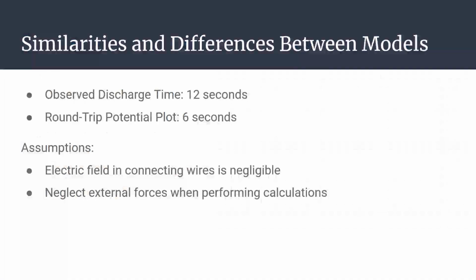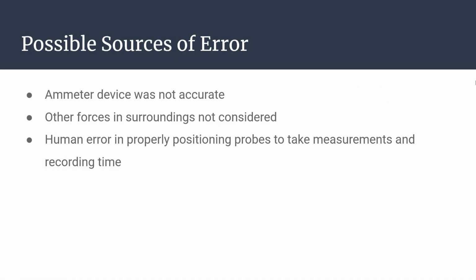Some possible sources of error could come from the ammeter itself not being accurate, and we're also not considering the other forces in the surroundings. Human error is also a possibility, with us not properly positioning the probes to take measurements and recording the time in an accurate manner.